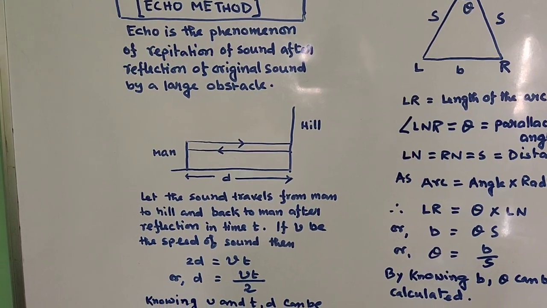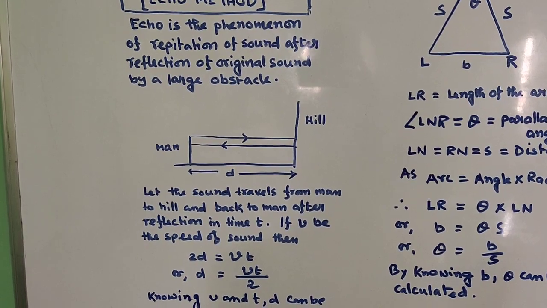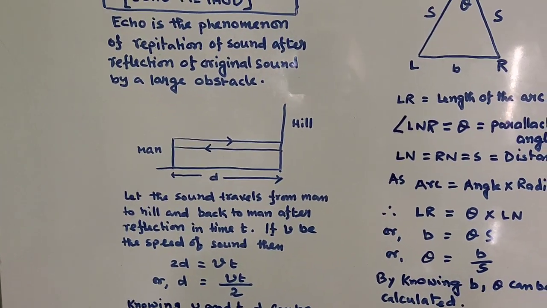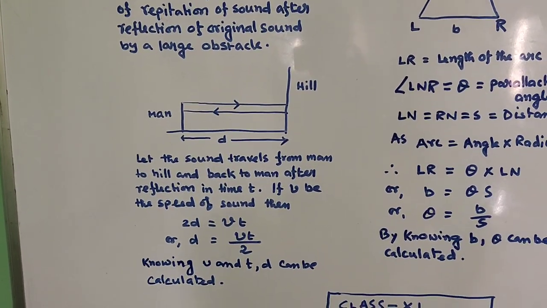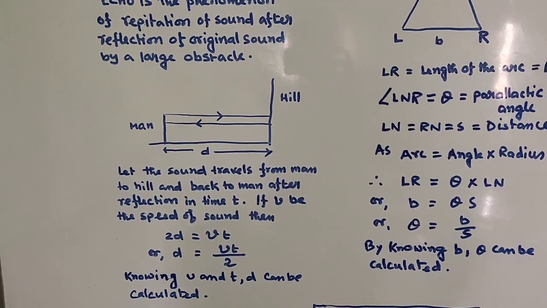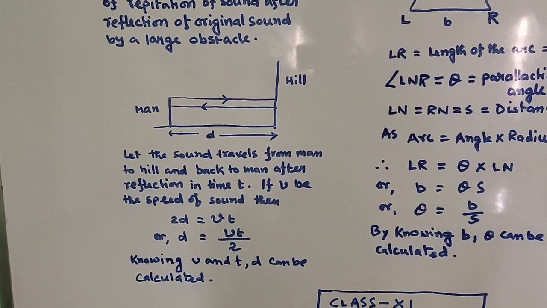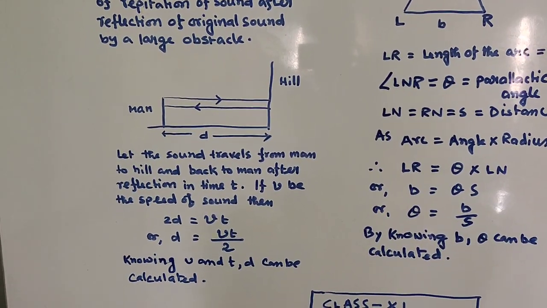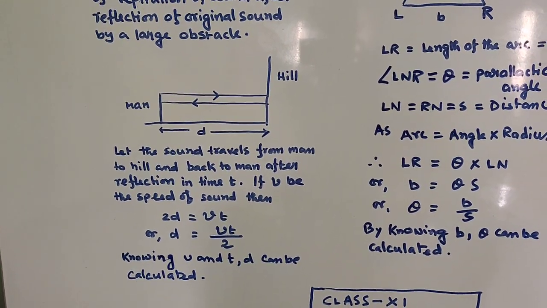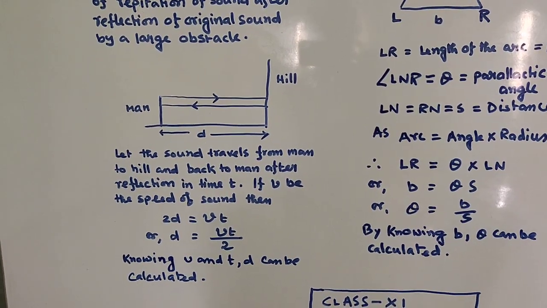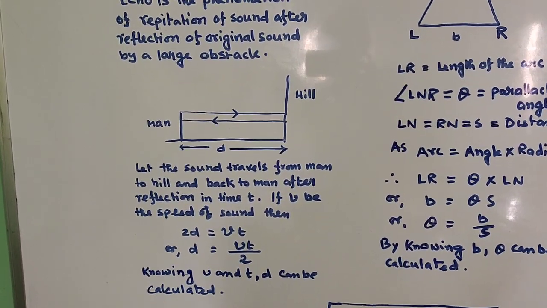So let me read out. Let the sound travel from the man to the hill and back to the man after reflection in time t. The whole process occurs in time t. If v be the speed of sound, then we use the simple formula, distance equal to speed into time, because the speed of sound is constant in air. So here 2d equal to vt, so d equal to vt by 2. Knowing v and t, definitely you can calculate small d, which is the distance between the man and the hill from where it reflects.